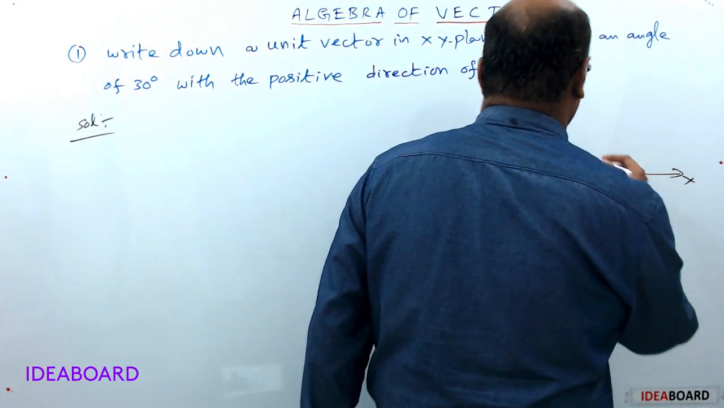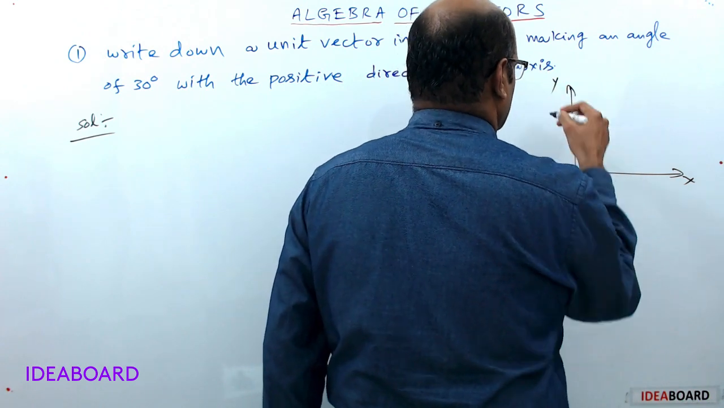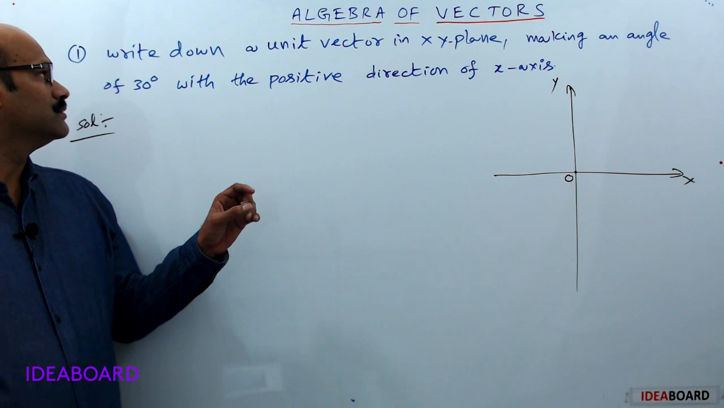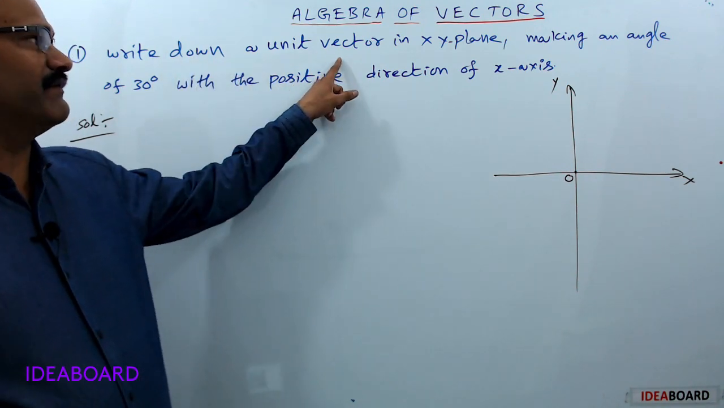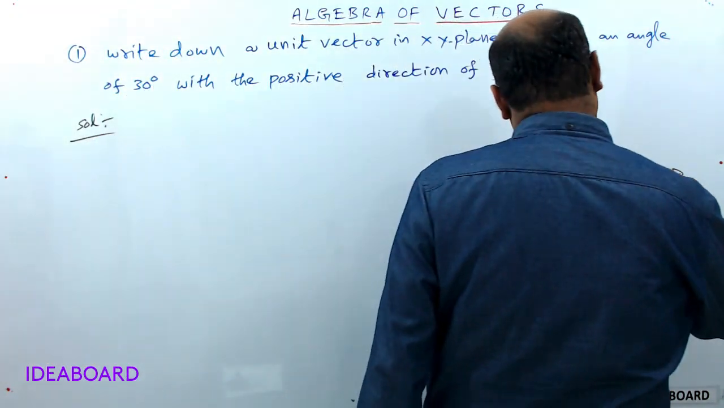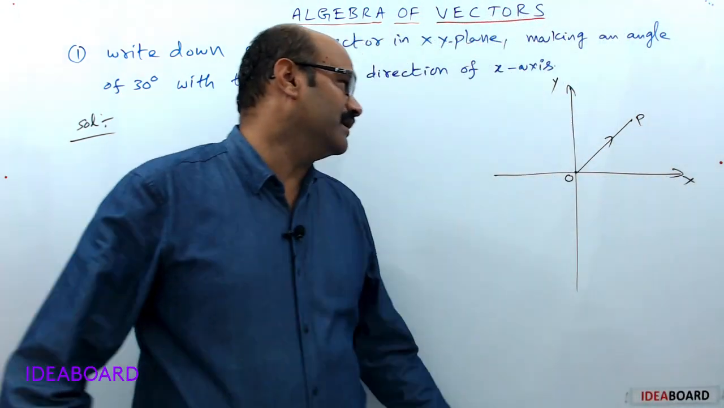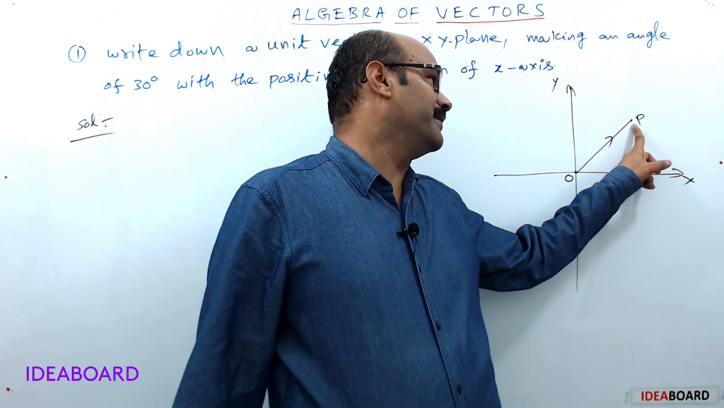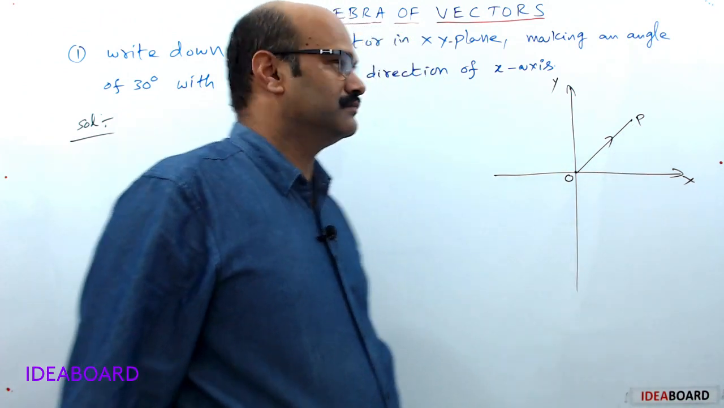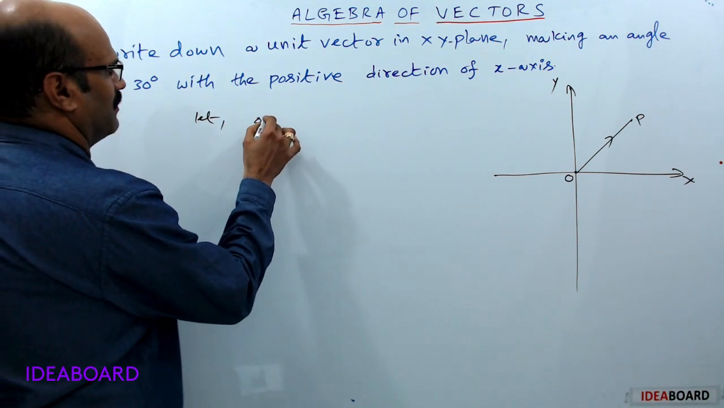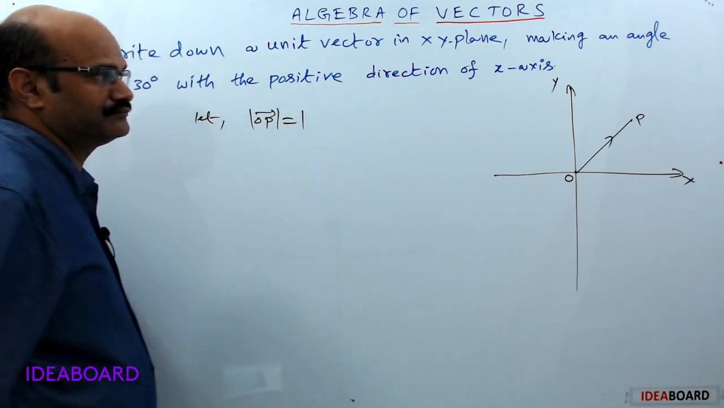This is xy plane. This is the point O. Write down a unit vector. Let us take this is a unit vector here. OP bar is a unit vector. Then the length of OP is always equal to 1. Let magnitude of OP vector equal to 1.